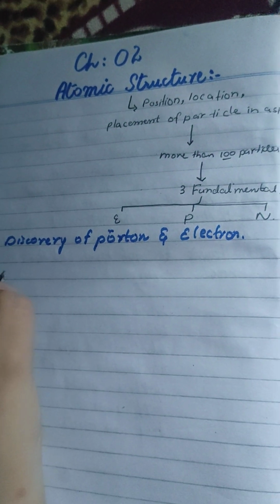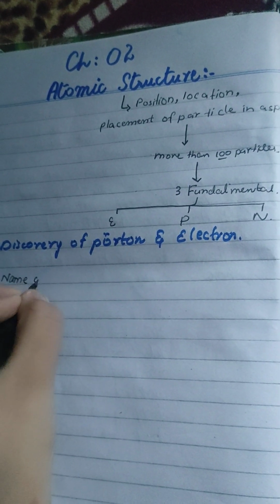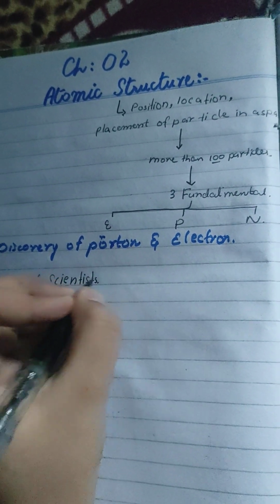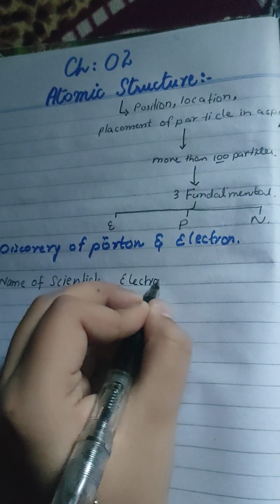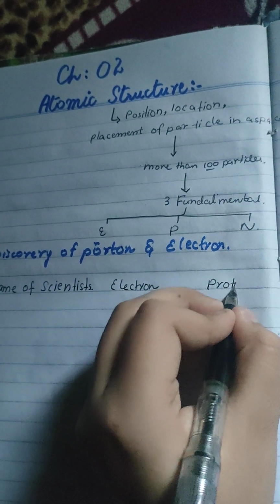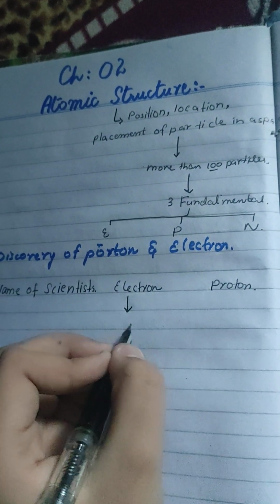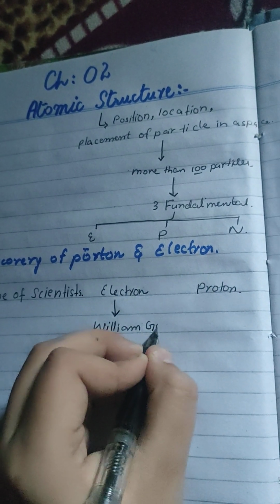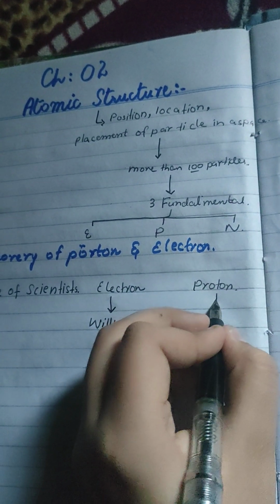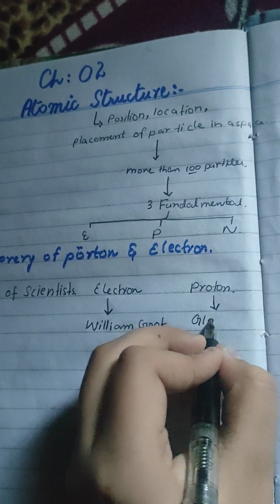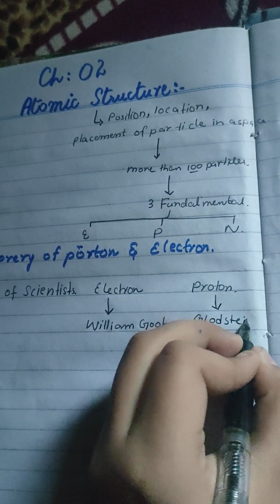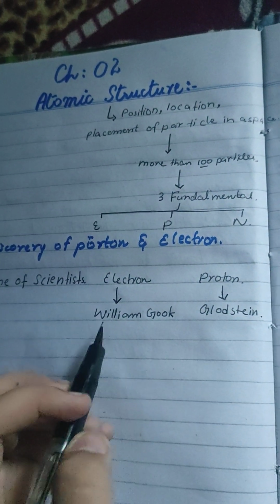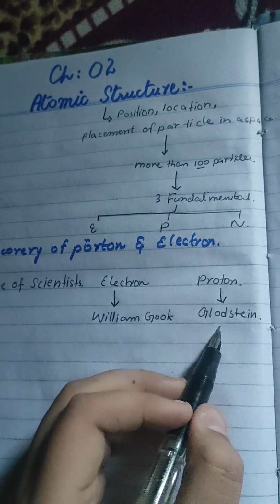First of all, the name of the scientist. Electron, proton. Electron was discovered by William Crookes, and proton was discovered by Goldstein. Okay, so basically electron was discovered by William Crookes and proton by Goldstein.